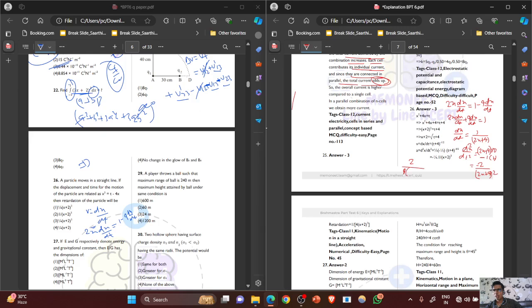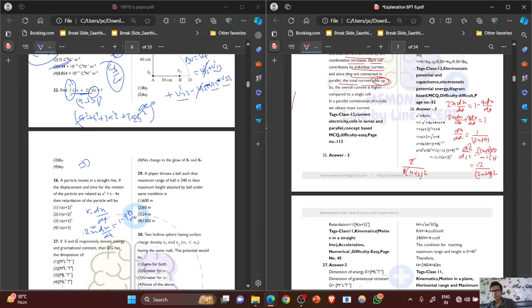It will be (x plus 2) to the whole square. So I think it will come out, it will become 1 by 2. They have written it wrongly.